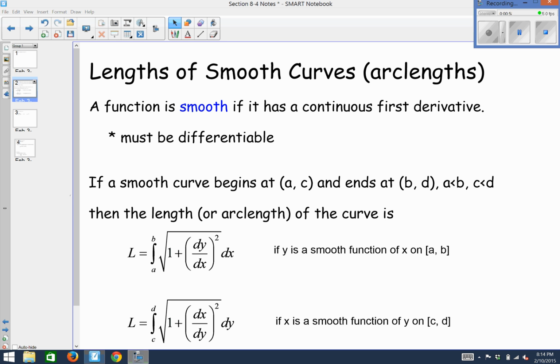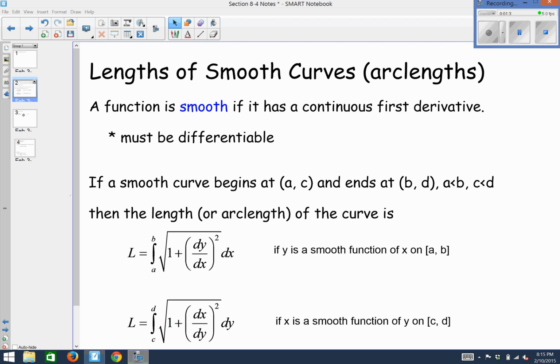But what it basically boils down to is that to find the length L of any smooth curve, meaning it's differentiable, it's going to be the integral of the square root of 1 plus the derivative squared. And for this, it's a little strange because we can do this either with respect to x or with respect to y. So like with area and volume, we kind of pick whichever one's going to be easiest for us. Most of the time it's going to be with respect to x. Sometimes it'll be with respect to y.